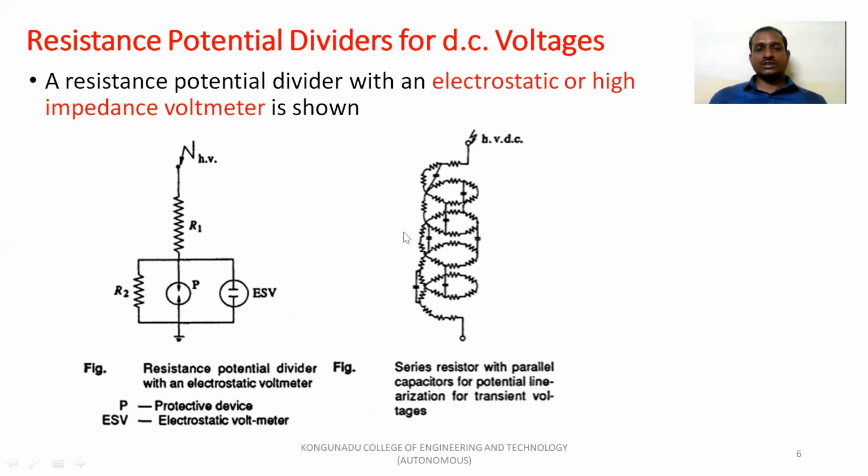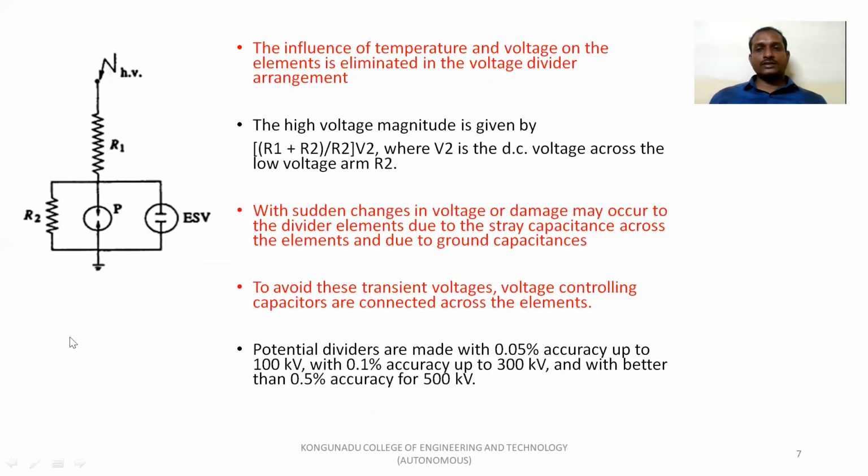To eliminate this transient overvoltage, we are connecting the capacitors across the resistance. The potential dividers are made with 0.05% accuracy up to 100 kV. So if you measure 100 kV, the accuracy is 0.05%. If you want to measure 300 kV, the accuracy is 0.1%. If you want to measure 500 kV, the accuracy is 0.5%.